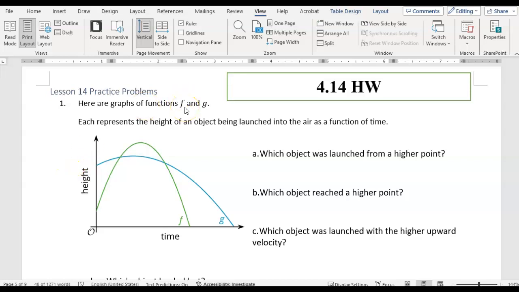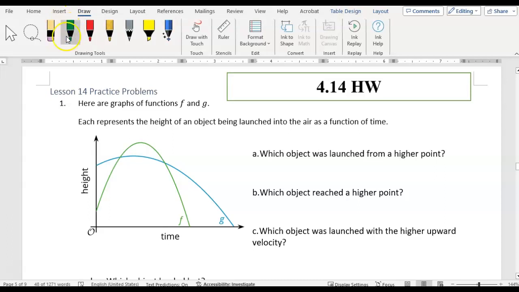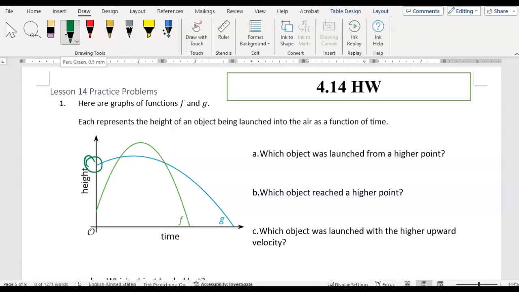Today we are looking at comparing real situations and using quadratics to represent those, and when those x-intercepts are relevant and when they are not. So first we're looking at two graphs that have quadratic functions, and it asks which object was launched from a higher point. Well, we see that our y-intercept on the blue line, or on g, is higher, so g was launched from a higher point.